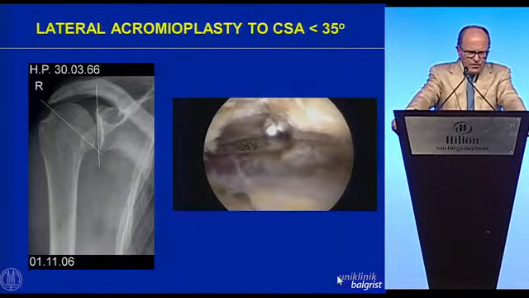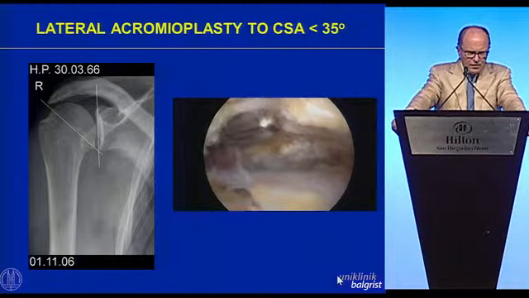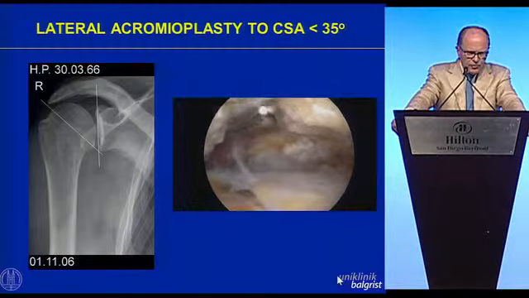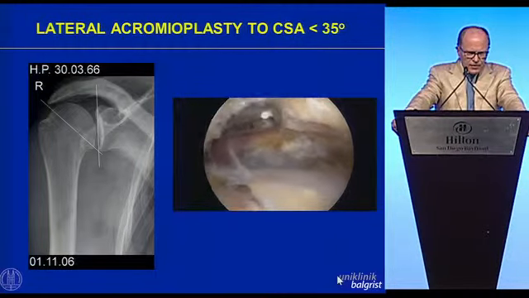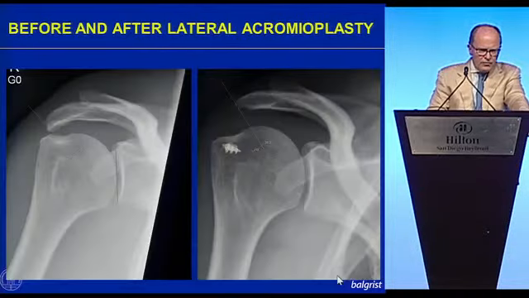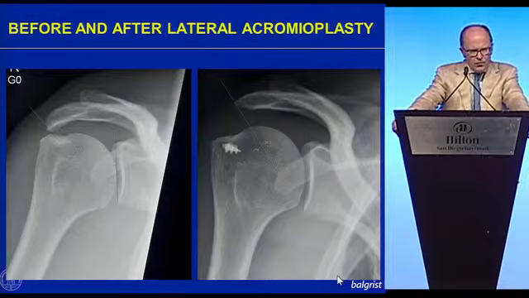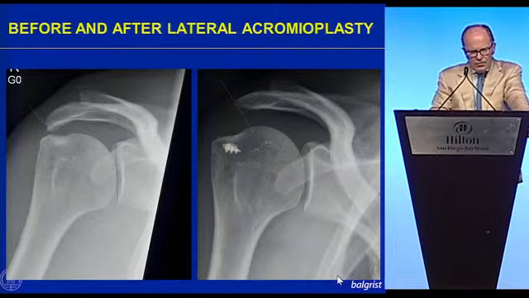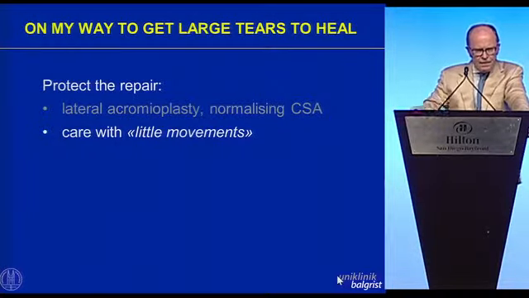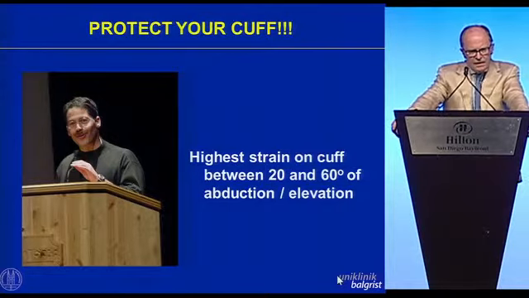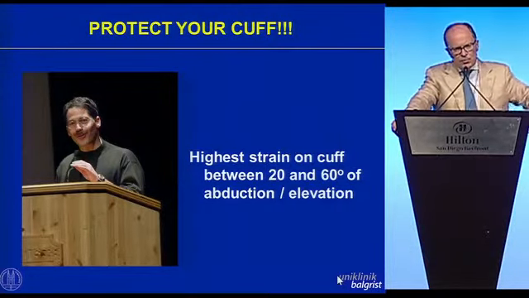That can be done very easily, and we could show that deltoid detachment is not observed in more than 50 cases now, controlled with MRI. The deltoid functions well, and if you are careful, you do not detach the deltoid. And if you have done that, repaired, and have corrected the form of your acromion, you have probably unloaded your rotator cuff repair by about 30%. Be careful with little movements. We were very surprised to see that the highest strain on the cuff is between 20 and 60 degrees of abduction and elevation. It's not higher.